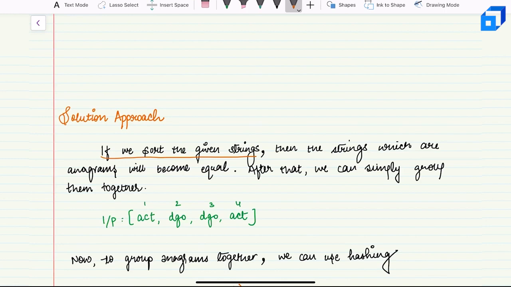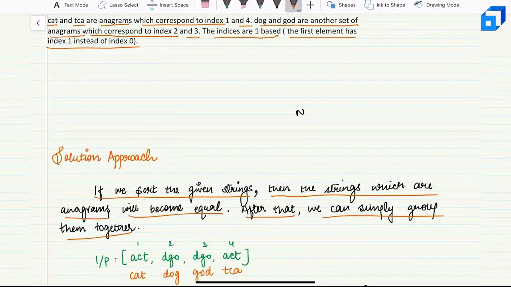So if we sort them, then the strings which are anagrams will become equal. And after that, we can simply group them together. Right, so here we have got the input as act, dgo, dgo and act. So we have actually got them by sorting the individual strings given in the input. So act represents cat, dgo represents dog and dgo again represents god and act represents tca, right?